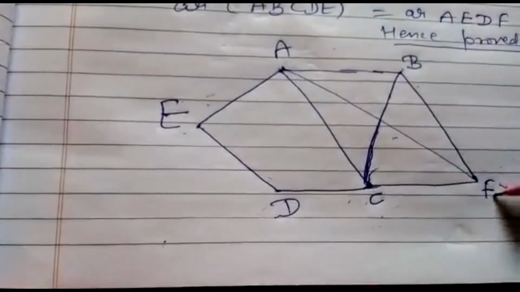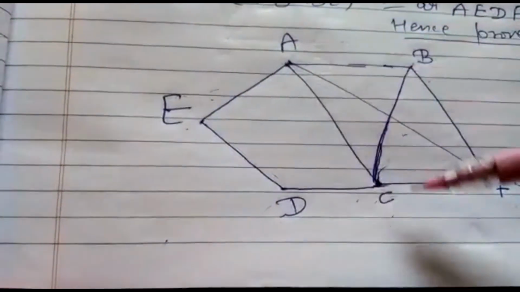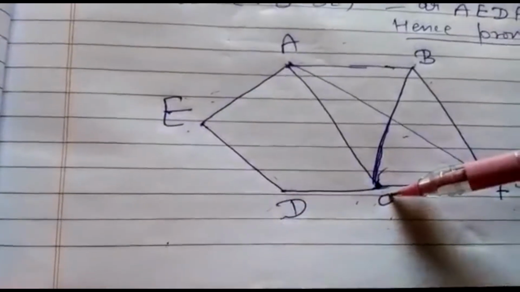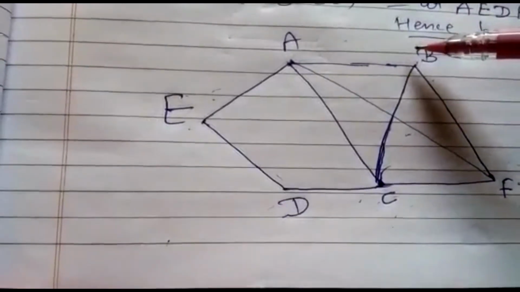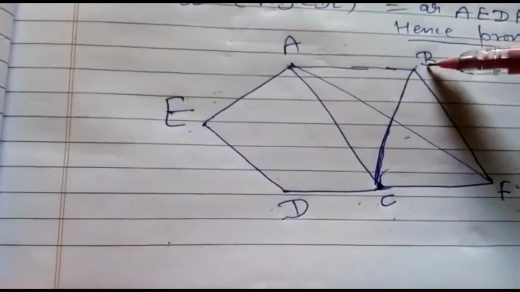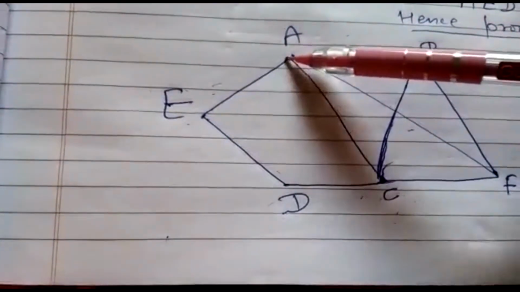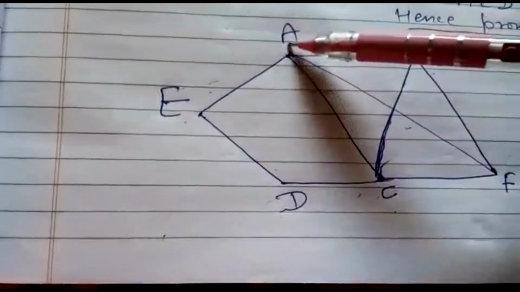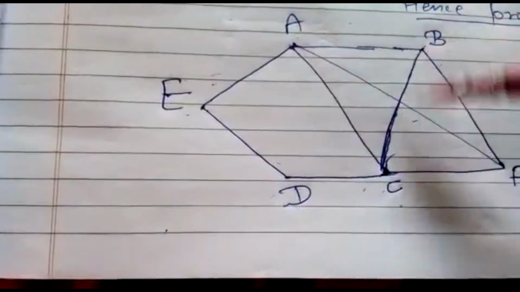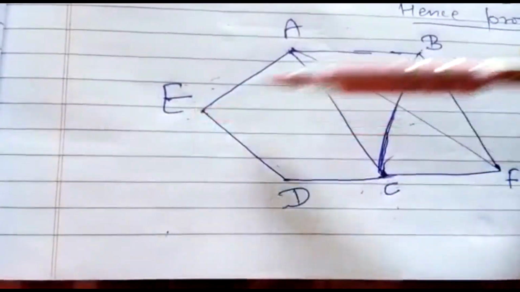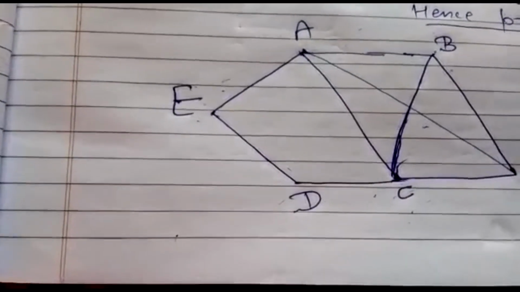So this is the BF line; F is given in the statement. A line through B parallel to AC meets DC produced at F means if DC is extended up to F, this line through B meets DC produced at F. Show that: in the first part we have to prove area of triangle ACB is equal to area of triangle ACF, and in the second part we have to prove area of pentagon ABCDE is equal to area of AEDF.